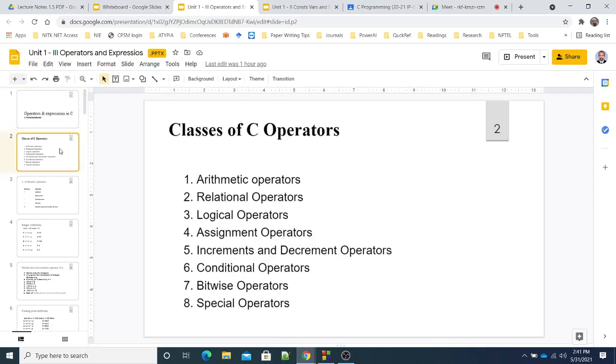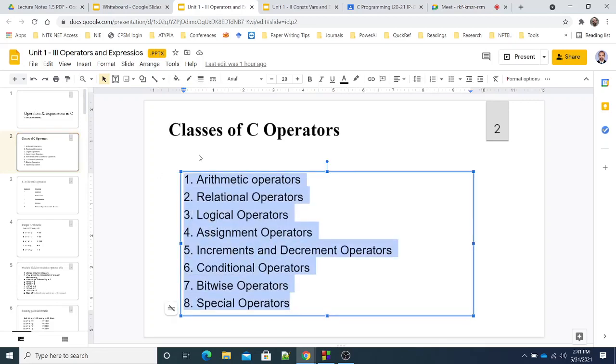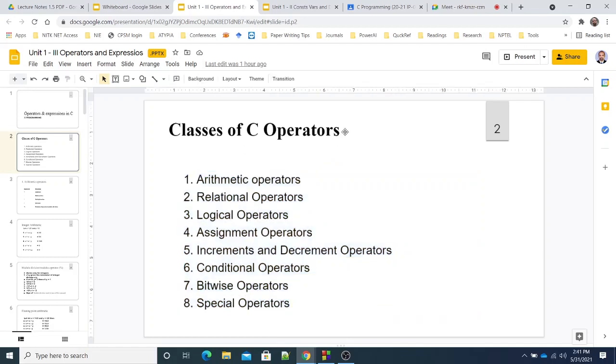So, operators are essentially those mathematical symbols used for performing some operations in your programming language. And these are the categories of operators: arithmetic operators, relational operators, logical operators, assignment operators, increment and decrement operators, conditional operators, bitwise operators, special operators. These are the 8 categories of operators available in C.